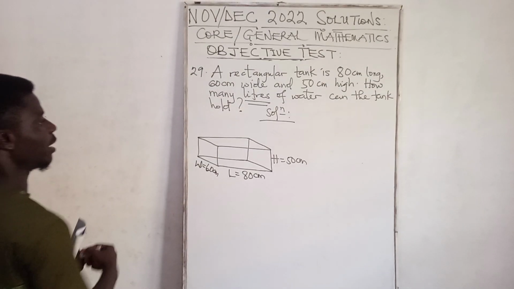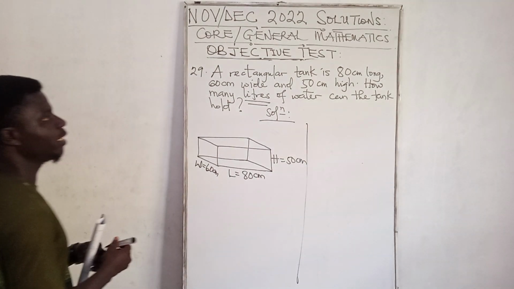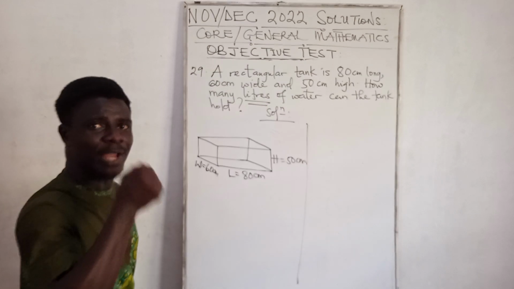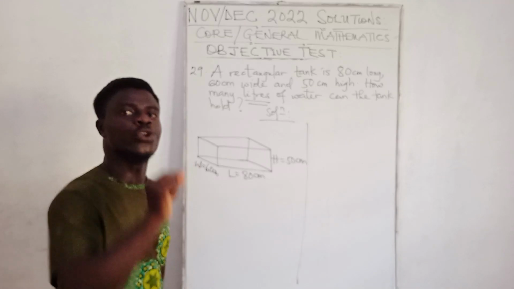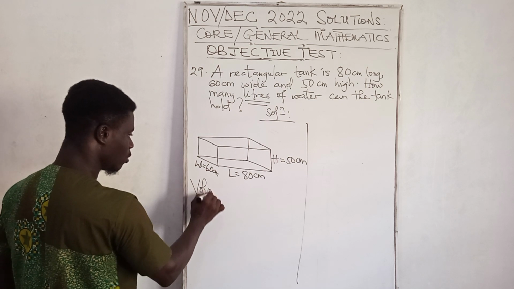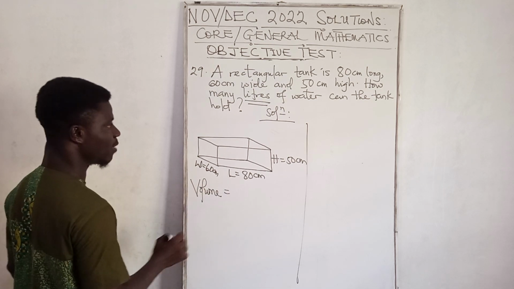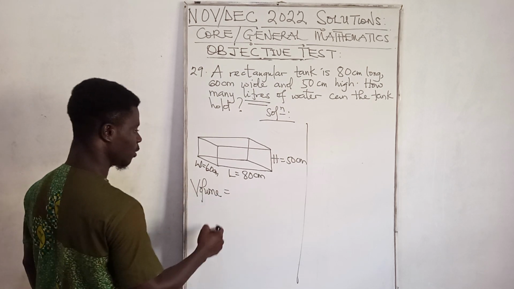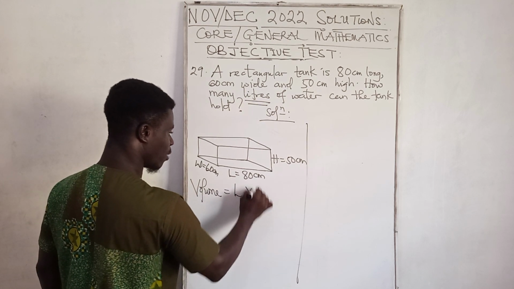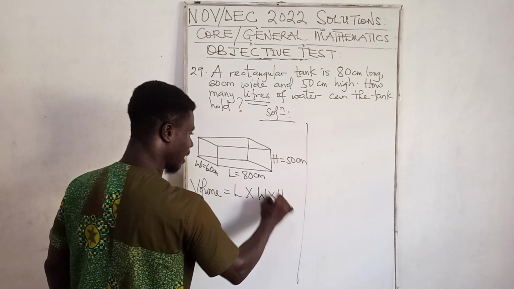Centimeters. So now let's see. How many liters of water? Then that means, think of it that they are trying to tell you to find the volume. So how do we find the volume of a rectangular tank? I get my length times my width times my height.